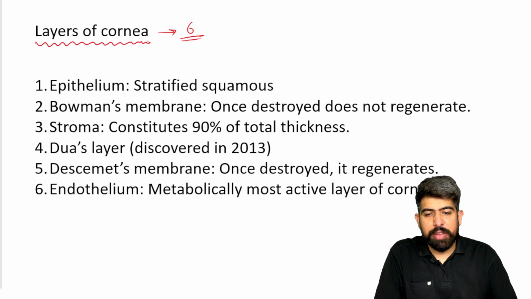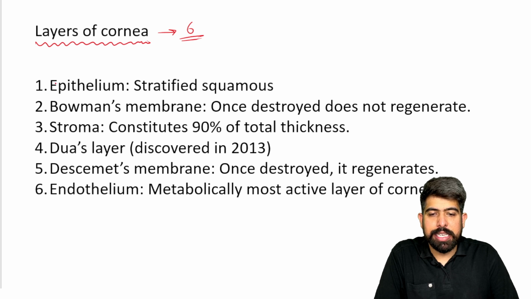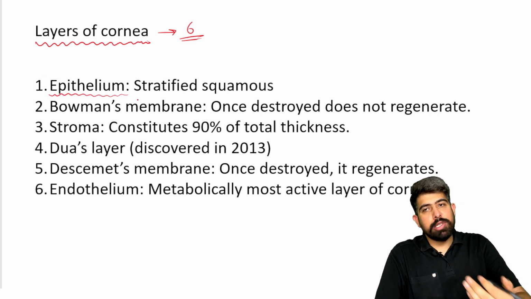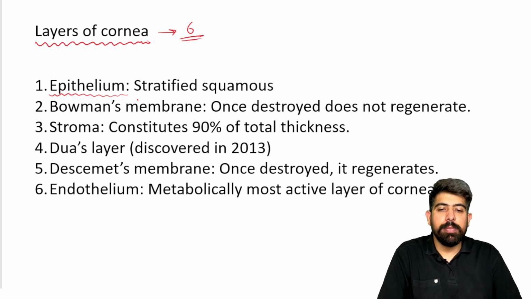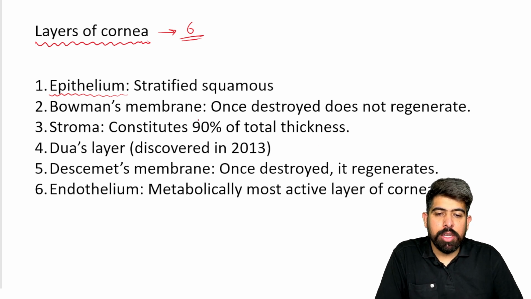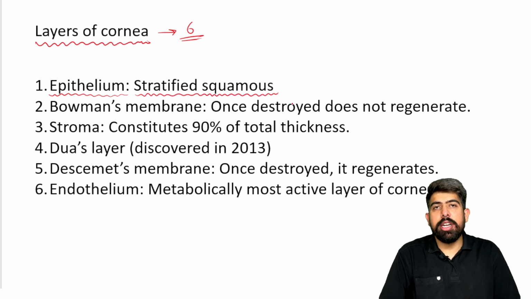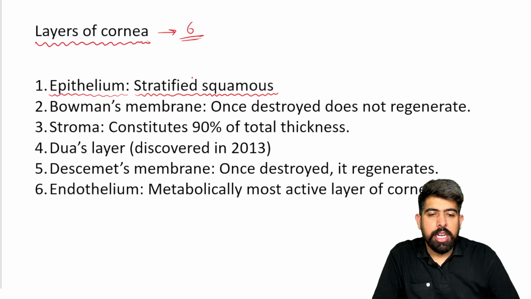In the cornea, the first layer, which is the outermost layer, is known as the epithelium. As you already know, epithelium means the outermost layer. So which kind of epithelium do we have on the cornea? We have stratified squamous epithelium. Please remember, non-keratinized.